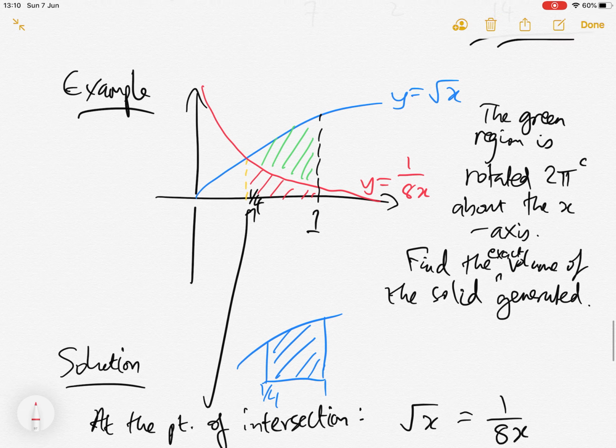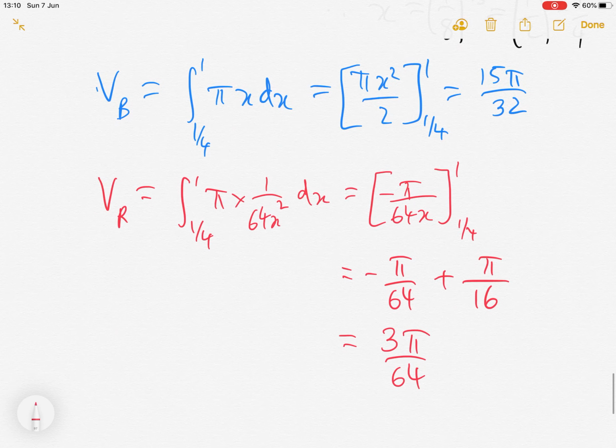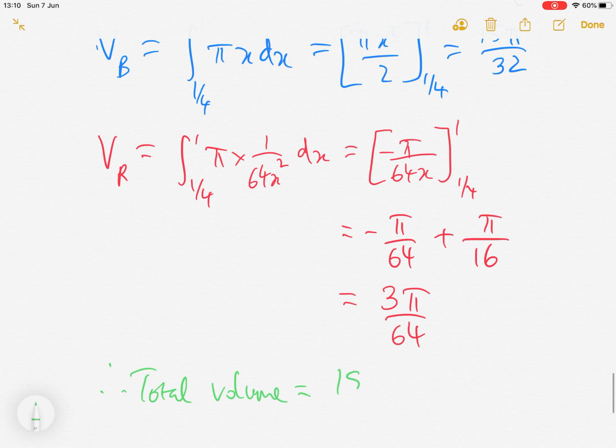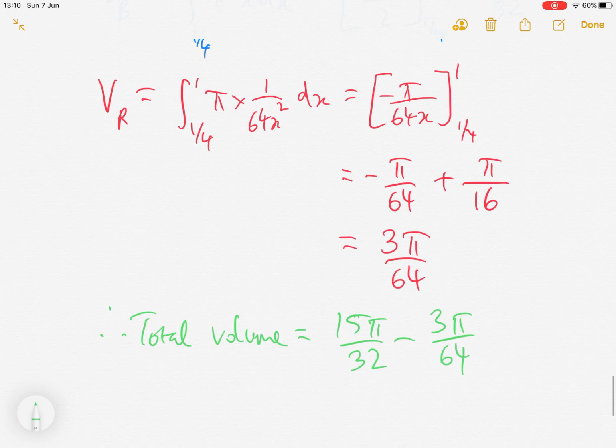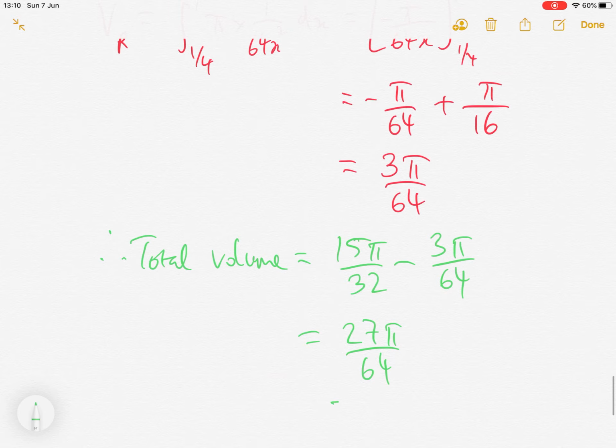And now, for the volume of the green region rotated, we just need to subtract these two. So therefore, the total volume is going to be 15 pi over 32 minus 3 pi over 64, which is 27 pi over 64.